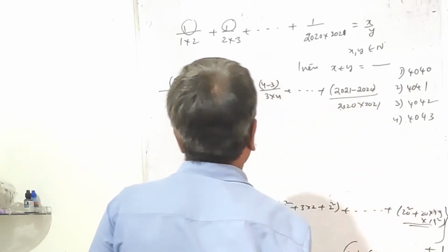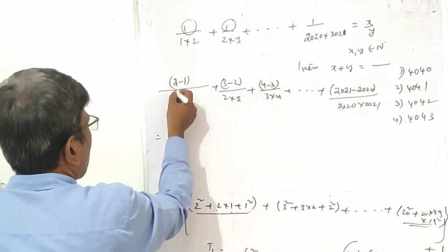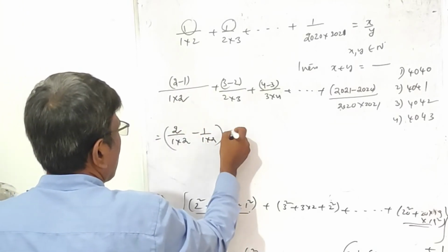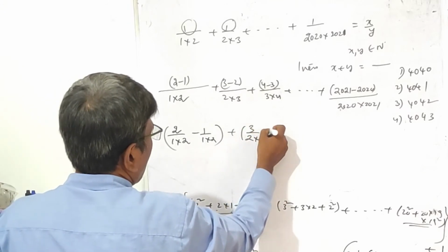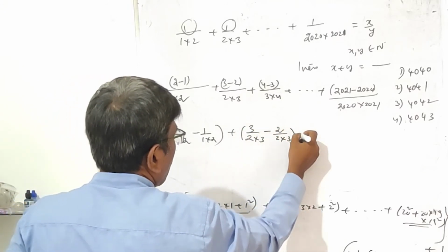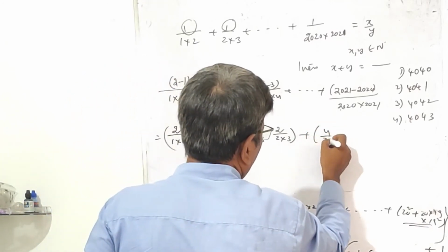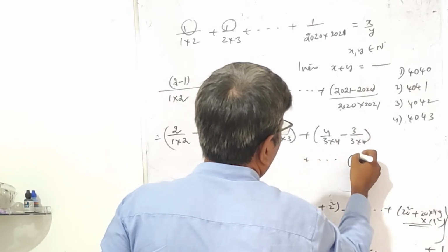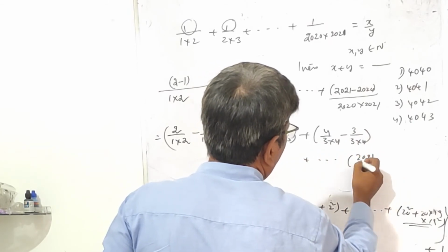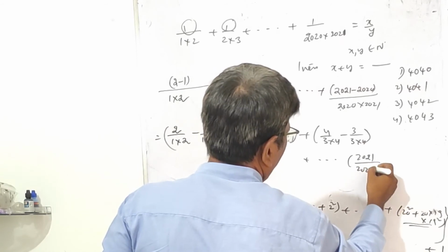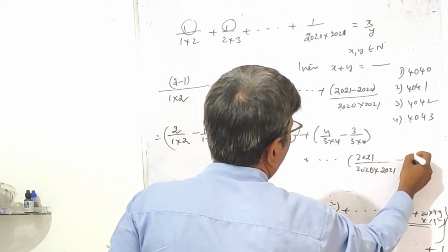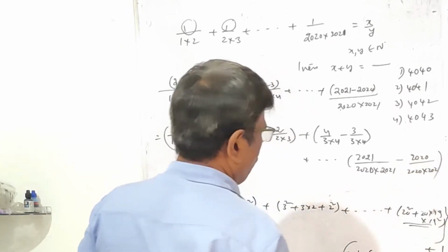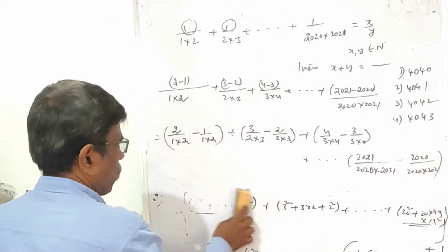So this is 2 minus 1 by 1 into 2. Understood? Next term 3 minus 2 by 2 into 3. Next 4 minus 3 by 3 into 4. The last term is 2021 minus 2020 by 2020 into 2021. The question is given like this, right?